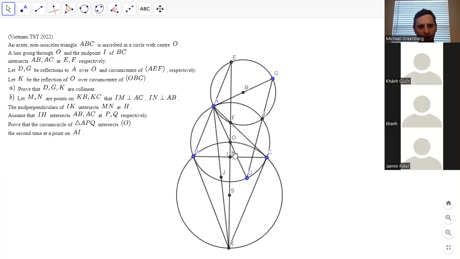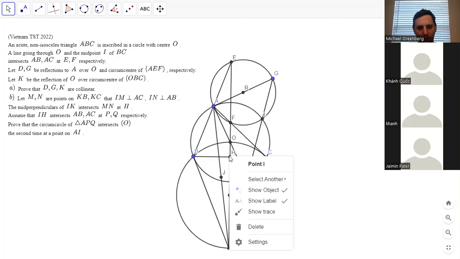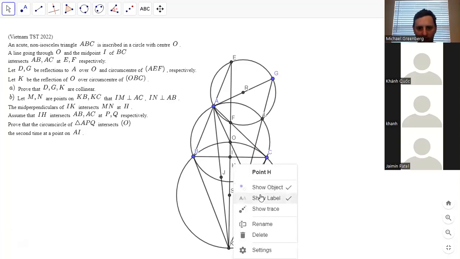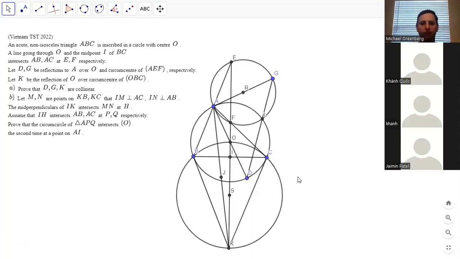Oh, what is H? No. Oh yeah, we should get rid of H here. All right. So let's try to find the best way to show that LBBC is harmonic.